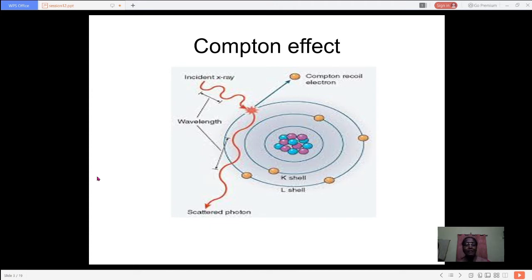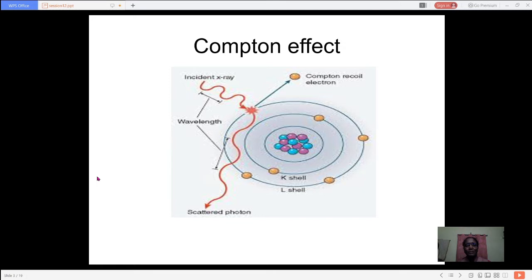This lecture series is a part of Introduction to Quantum Mechanics. In this introduction, in the last two sessions, we discussed how the classical theories of physics fail to explain certain observed experimental phenomena. One of the phenomena is Compton Effect. We'll discuss this in this session.